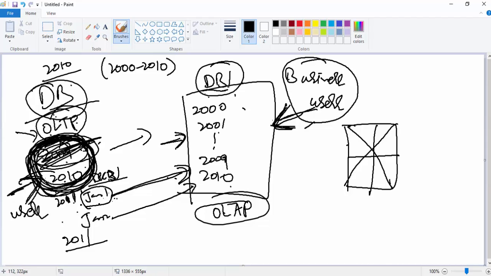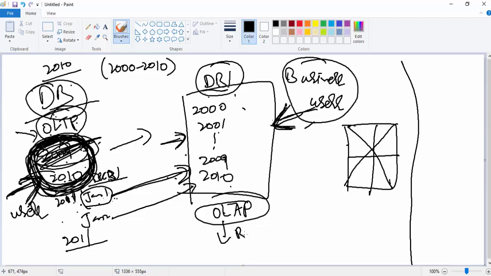Here OLTP is online transactional processing, meaning whatever transactions you do every day, every second, will be there. Okay, this is the OLTP, and that's it, simple. OLTP and OLAP. Now we'll see the difference between OLTP and OLAP. I'll explain more about the OLAP.